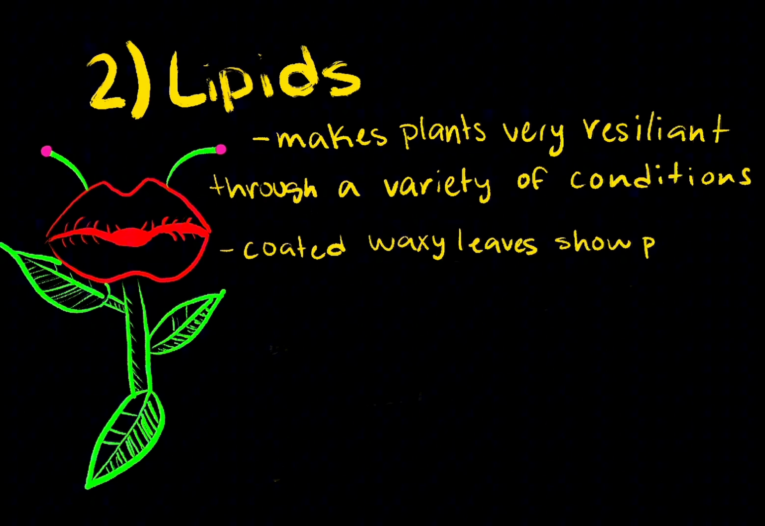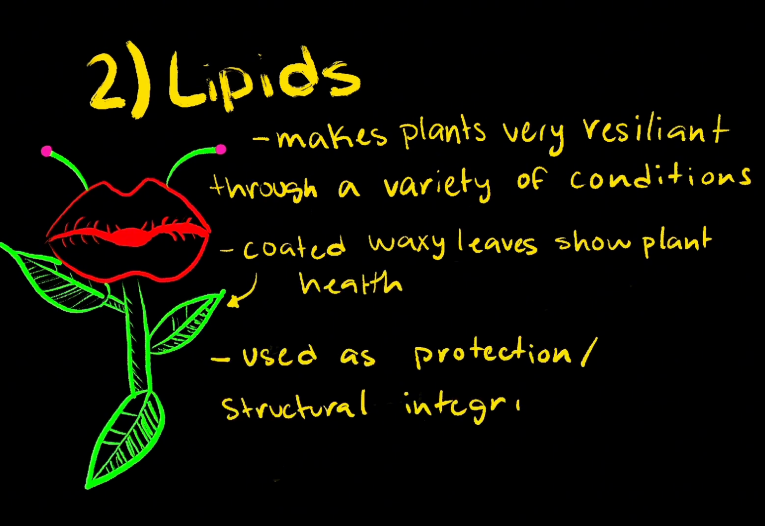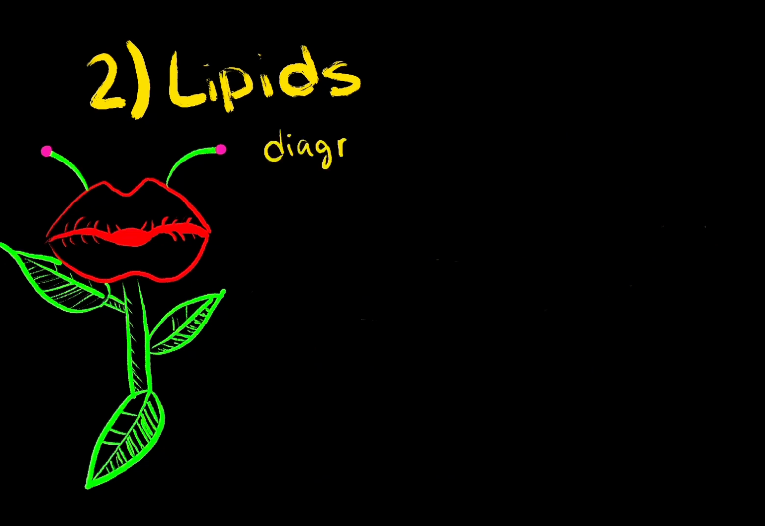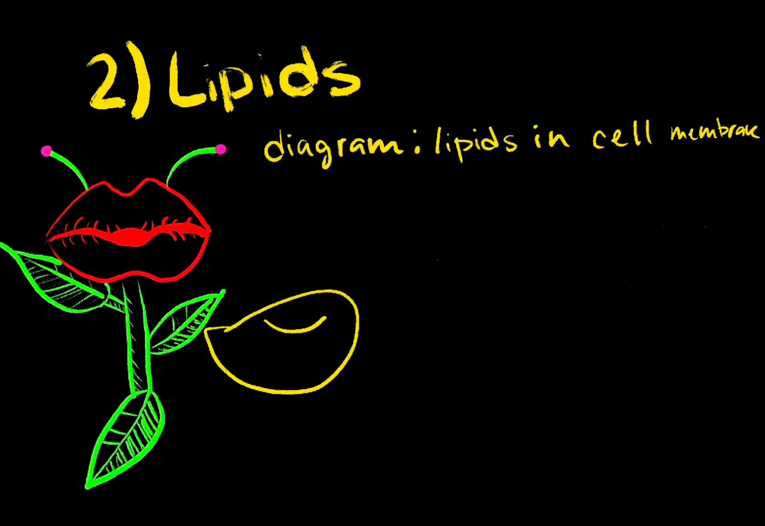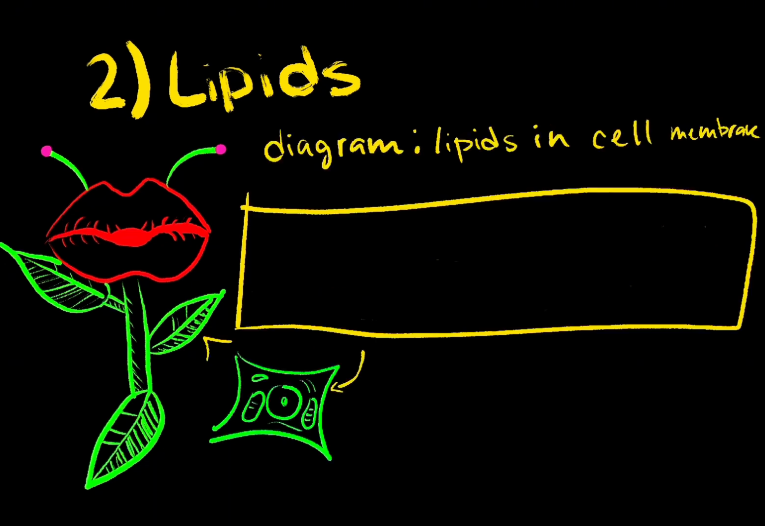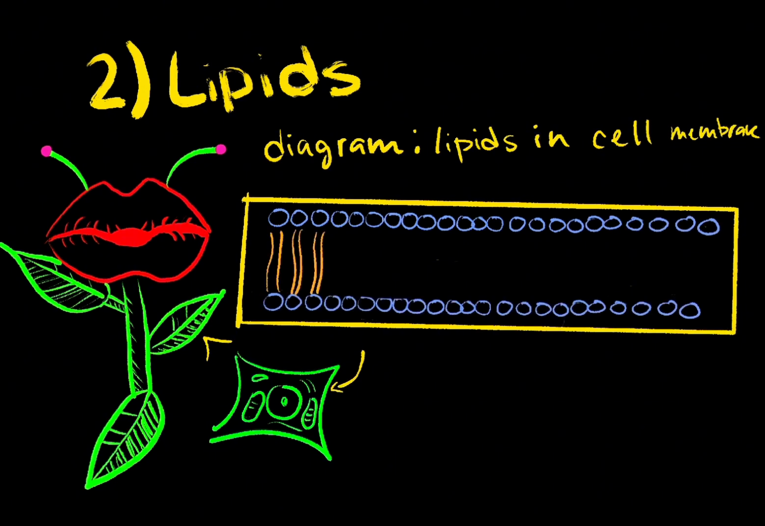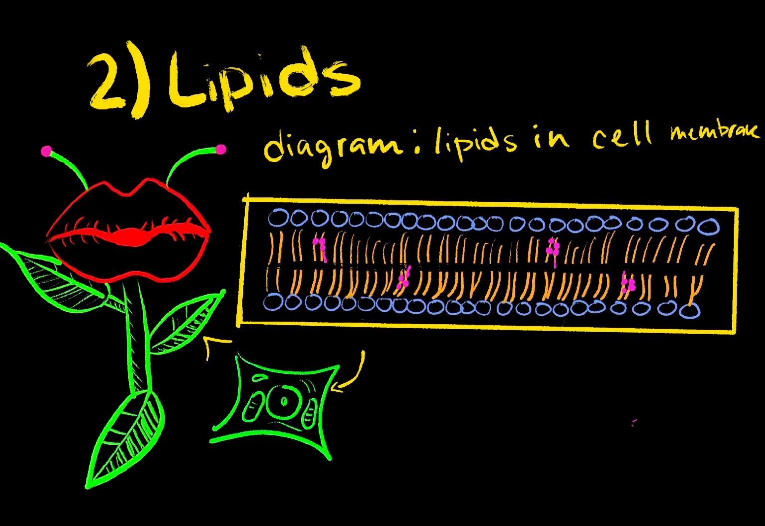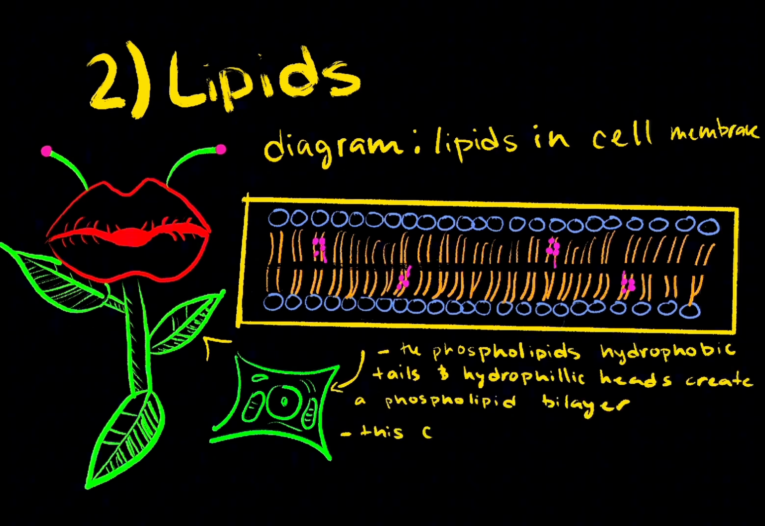It has wax-coated leaves that basically show the plant's health, and also provides protection and structural integrity, as well as helping its soil health as it's planted in the ground. And the lipids are being pumped out from fungi and into the soil to provide nutrients for other plants as well.